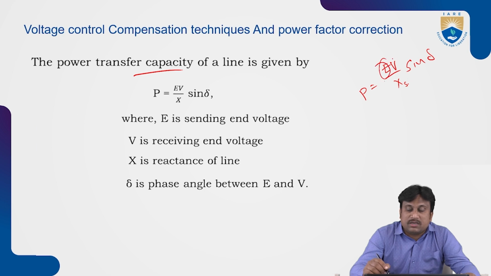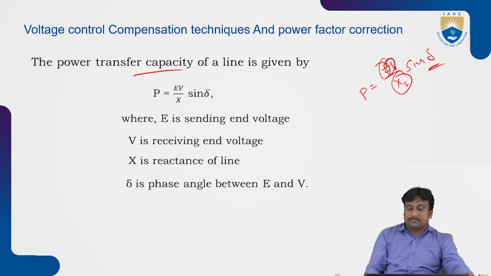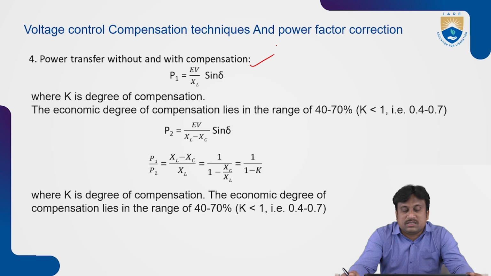Here E is the sending end voltage, V is the receiving end voltage, X is the reactance of the line, and delta is the angle between E and V, called the phase angle. So power without and with compensation is considered. That is P1 equals EV by XL sine delta. Here K is the degree of compensation.